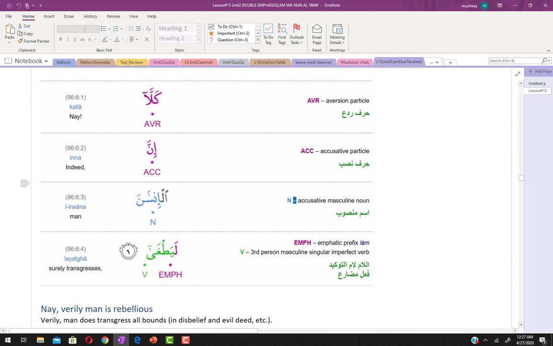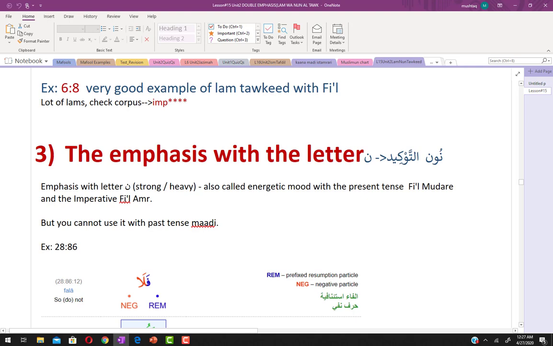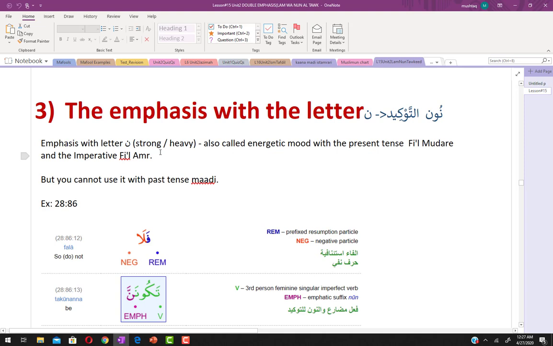We have the third type of emphasis, which is with the letter noon. This is called noon al-tawqid. So the emphasis with the letter noon, strong or heavy, also called the energetic mood, is used with the present tense fi'l mudare and the amr, the imperative. But you cannot use this noon al-tawqid for the madi, past tense.